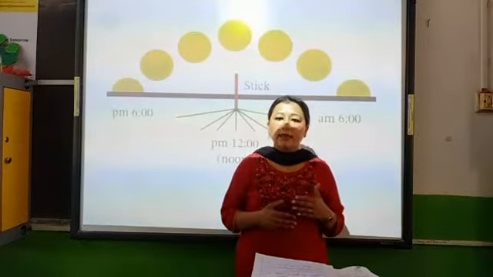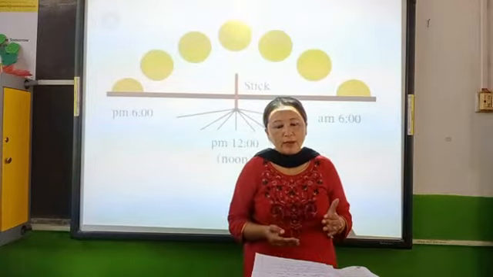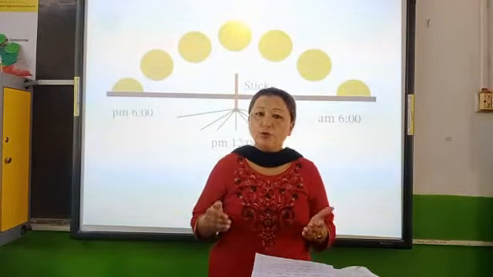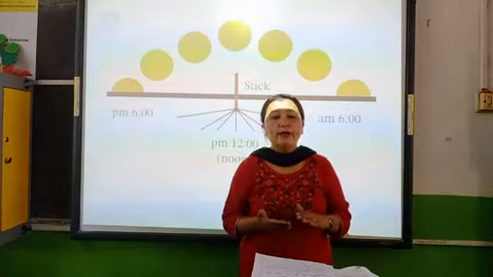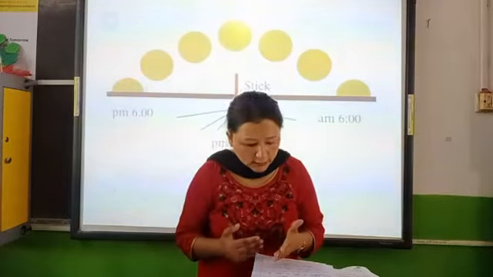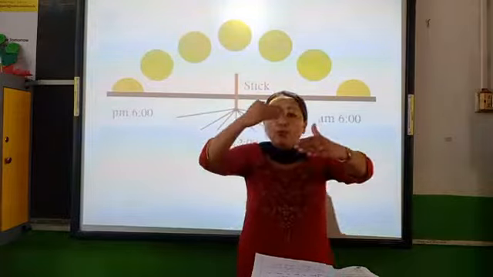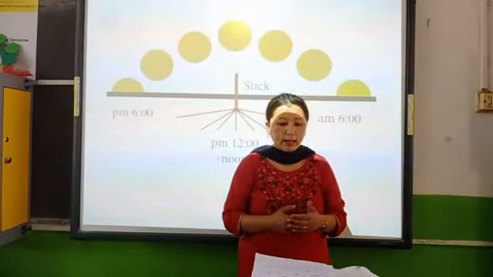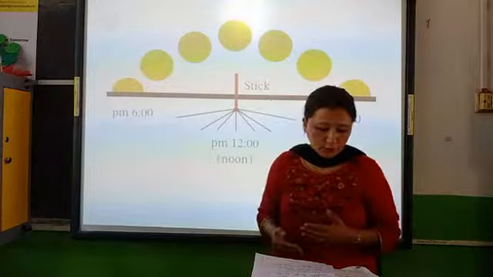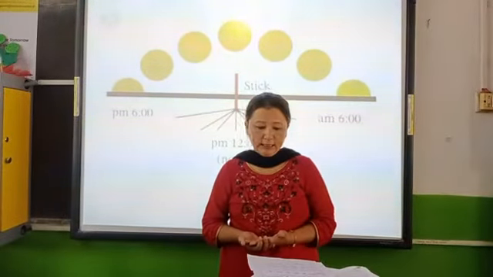And we spoke about the characteristic features of shadow: shadow is formed when light falls on an opaque object. Shadow is formed only in the presence of a source of light, and the shadow is formed in the direction opposite to the source of light. And we spoke about the formation of shadow at different times of the day.